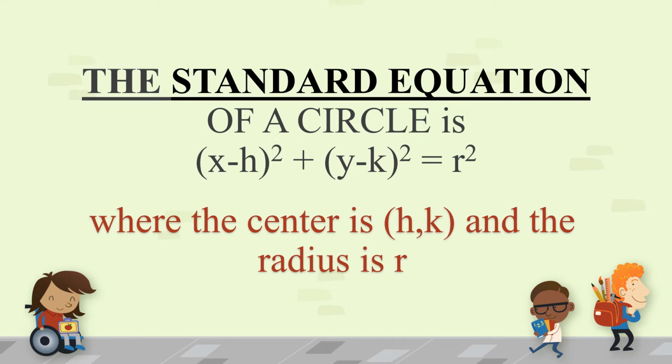The other way of writing the equation of a circle is called the standard equation. So, yung standard equation of a circle natin is the quantity x minus h squared plus the quantity of y minus k squared is equal to r squared. Wherein yung r nyo is the radius and yung h and k nyo are the coordinates of the center of the circle.